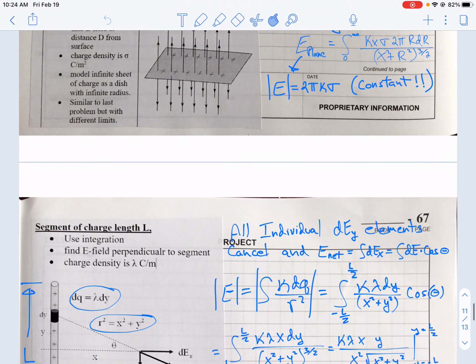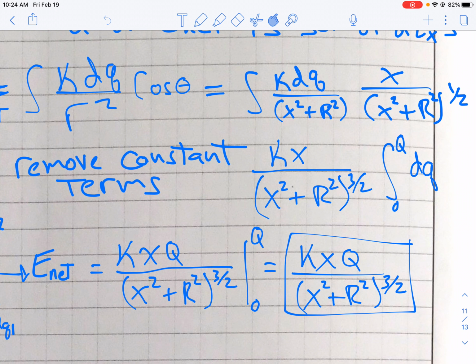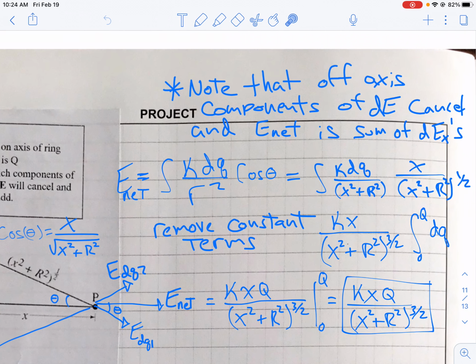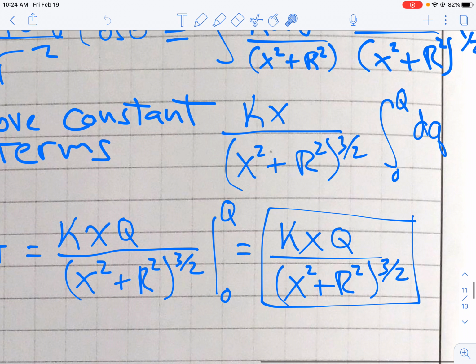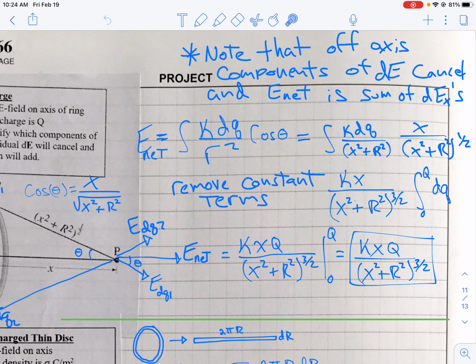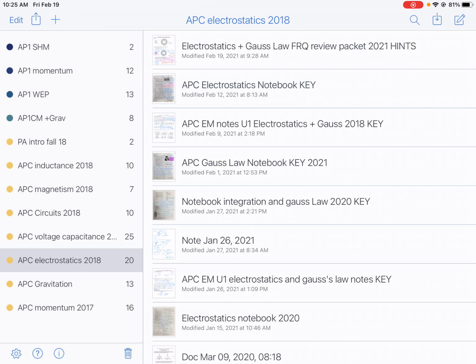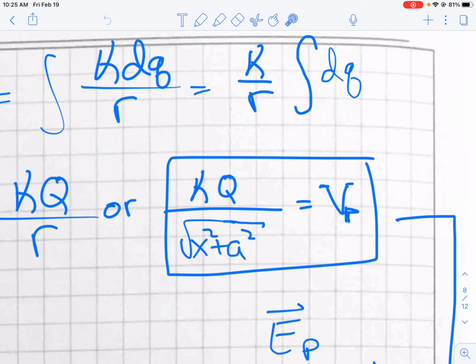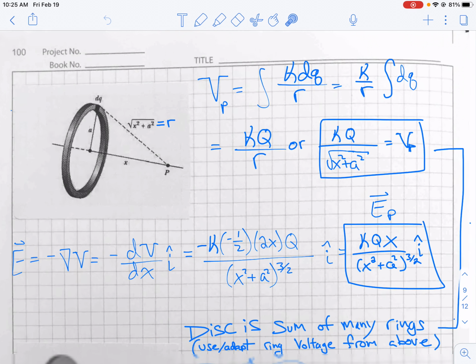This was the ring right here. This one we got from integrating, and remember we had to multiply by cosine of the angle here to cancel out components. kxQ over (x squared plus r squared) to the 3/2 power. R here is the radius of our ring. In the problem we were just looking at, the radius of our ring was a. So this is the same result, just with variables that fit our problem.